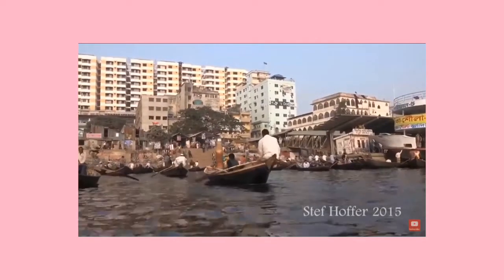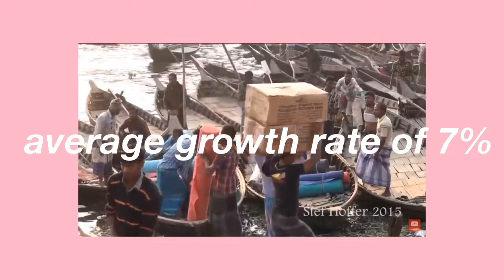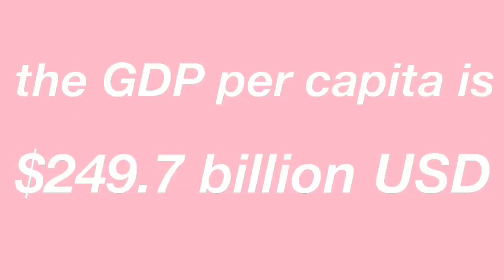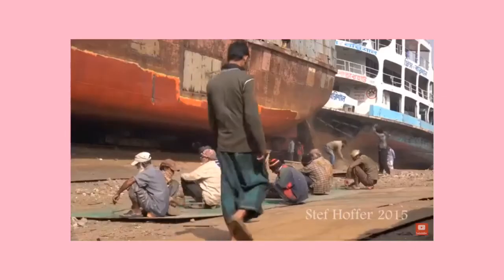According to the World Bank, the country's GDP as of right now is soaring and is now at an average growth rate of about 7%. The GDP per capita is $249.7 billion US. Economic growth is spiraling due to their exports of ready-made garments. These garments are produced by cheap laborers working in factories.